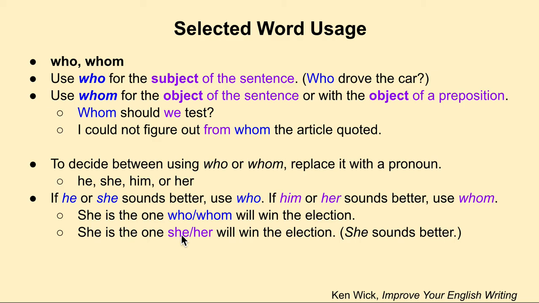So since she sounds better, and this is the subject case, then we know it's who. So therefore, we can just replace it with who. She is the one who will win the election, and that is the correct choice between who or whom. So this is a nice way. Instead of thinking, is it subject or object, just replace it with a pronoun if you're not too sure. And based upon that pronoun, you will know if it's who or whom.